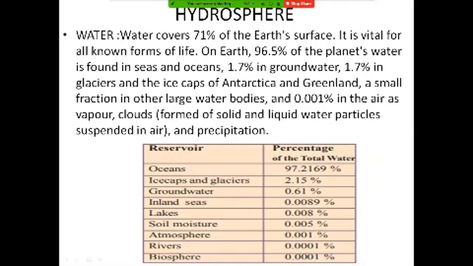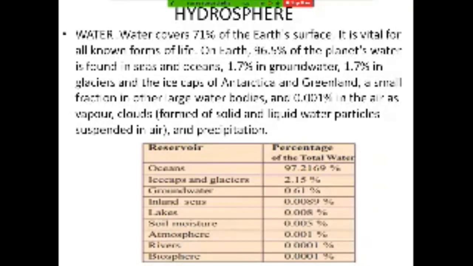As per the area or the volume, the Arctic Ocean is the smallest and the Pacific Ocean is the largest. Water covers 71% of the earth's surface. It is vital for all the known forms of life on earth. 96.5% of the planet's water is found in the seas and oceans, as we have just been seeing. And 1.7% is in groundwater, 1.7% in glaciers, in the ice caps of Antarctica and Greenland. A small fraction is in other large water bodies.